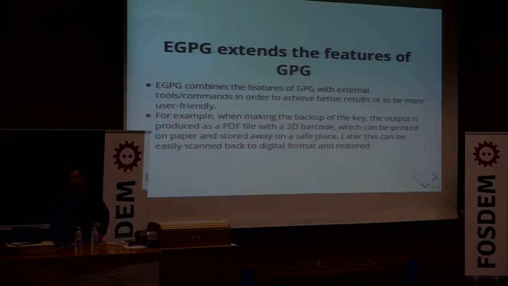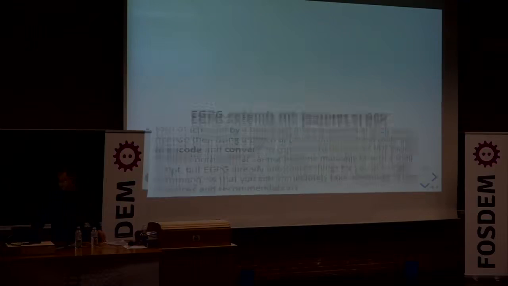eGPG extends the features of GPG. eGPG combines the features of GPG with external tools or commands in order to achieve better results or to be more user-friendly. For example, when making the backup of the key, the output is produced as a PDF file with a 2D barcode, which can be printed on paper and stored away in a safe place. Later, this can be easily scanned back to digital format and restored.